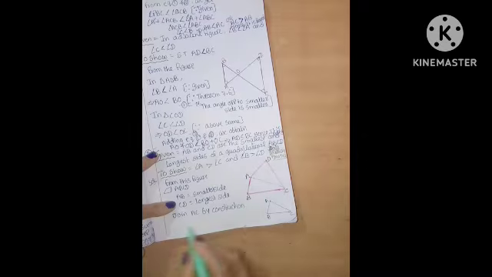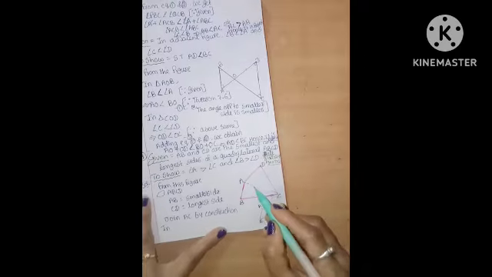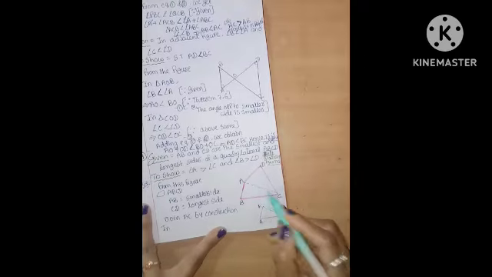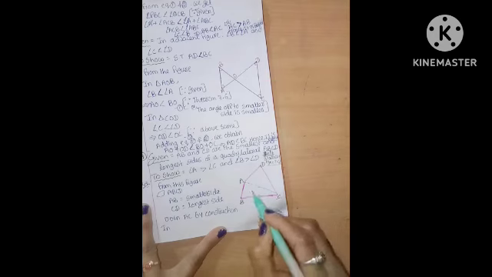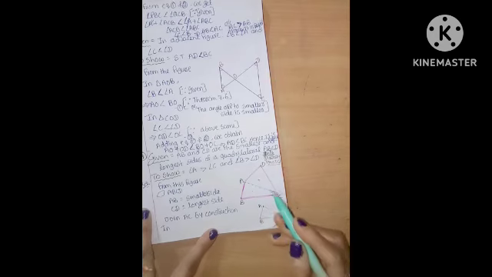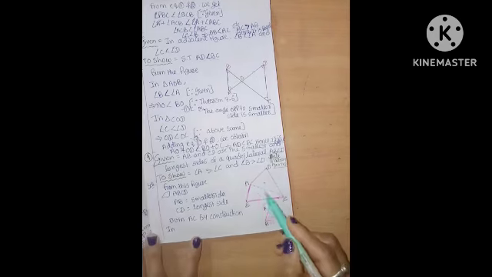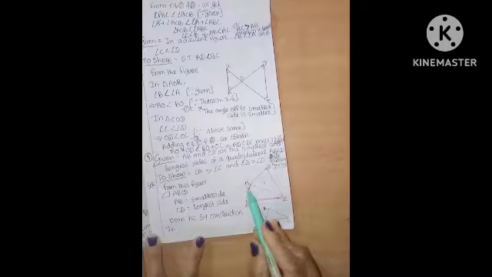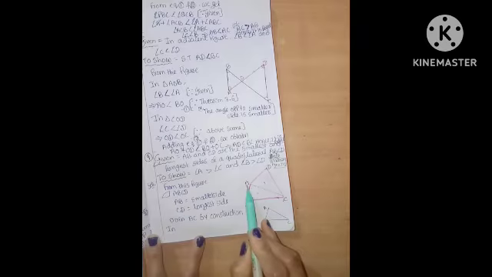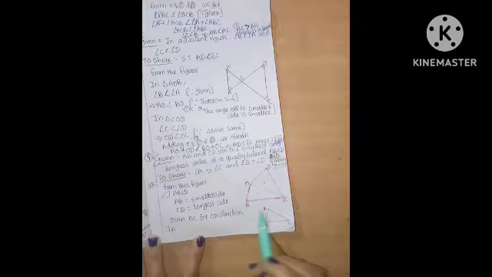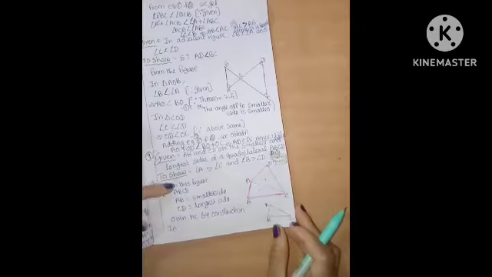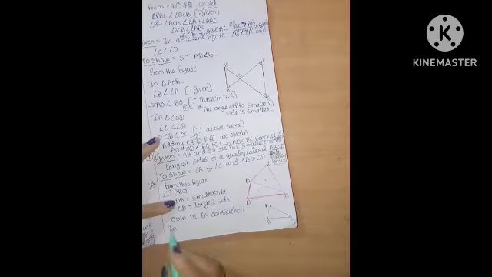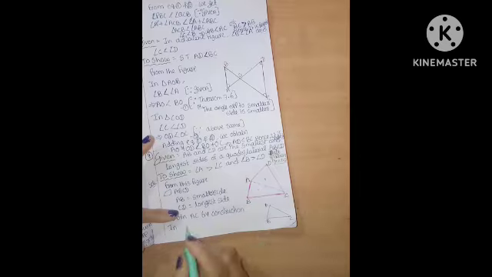Okay, this construction divides the figure into how many triangles? Two triangles. This is one triangle and this is the second triangle. The first triangle is ABC. The next one is triangle ACD. First, let us take the first triangle.